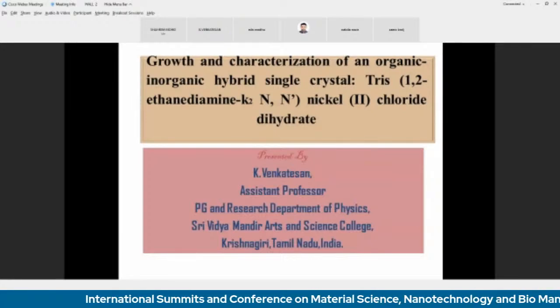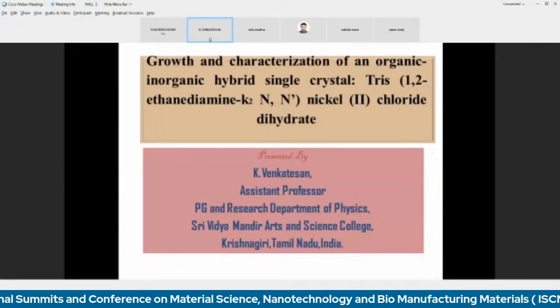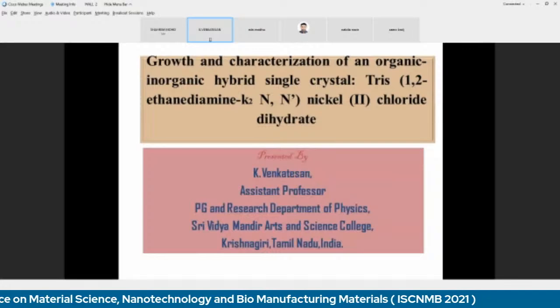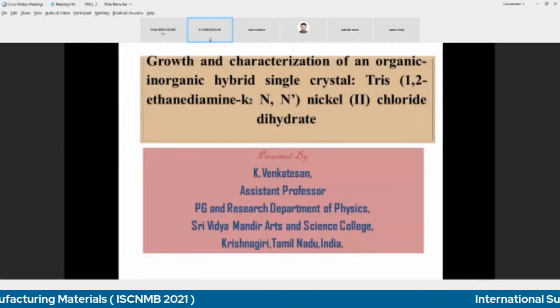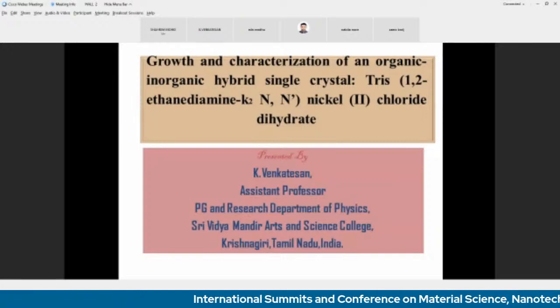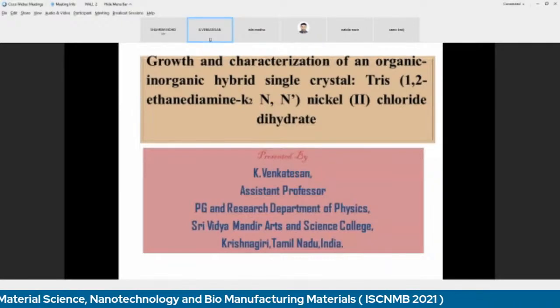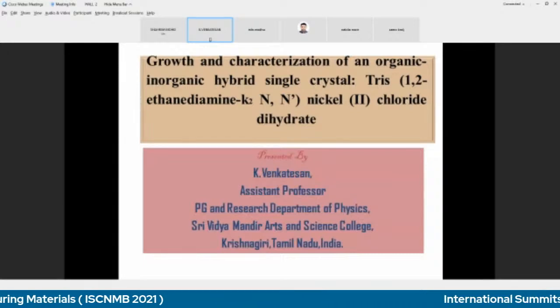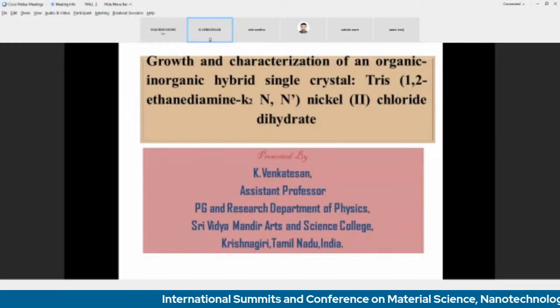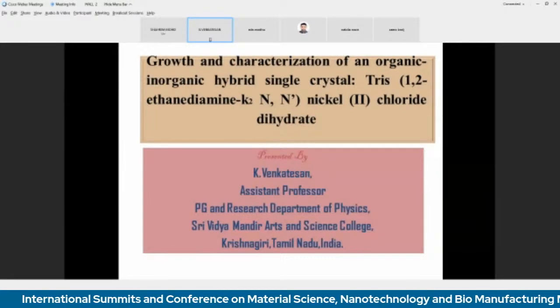In recent years, research on linear and nonlinear optical materials has gained considerable attention due to their potential applications in optical communication, image processing, data storage, optical modulators, optical structures, etc. Organic materials, compared with inorganic materials, possess a large second-order optical nonlinearity, fast response time, and are easy to synthesize and fabricate into devices. In my work, I am going to consider both organic and inorganic materials. My title is Growth and Characterization of Organic Inorganic Hybrid Single Crystal.